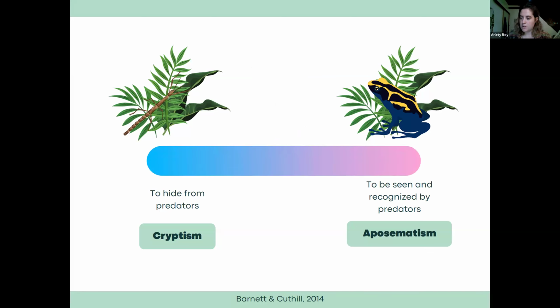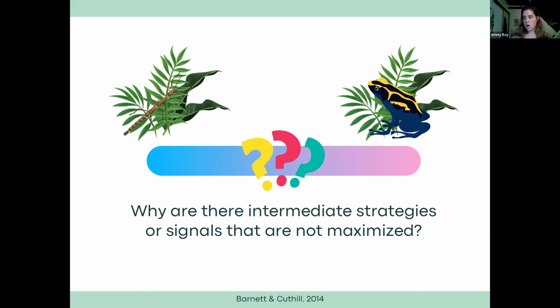But aposematism and cryptism are now often seen as two extremes of a continuum. And so why are there intermediate strategies or signals that are not maximized over this continuum?